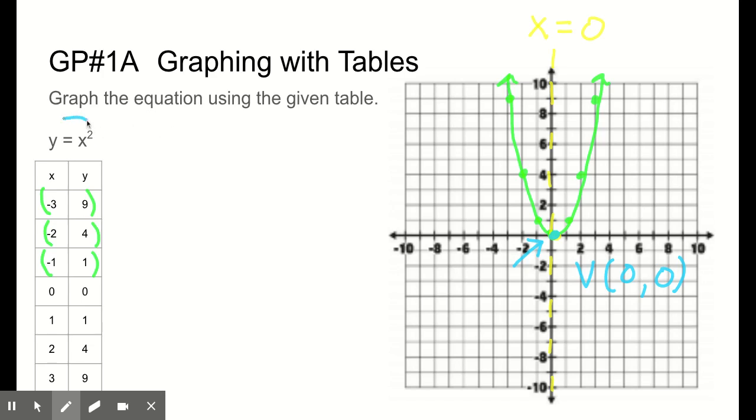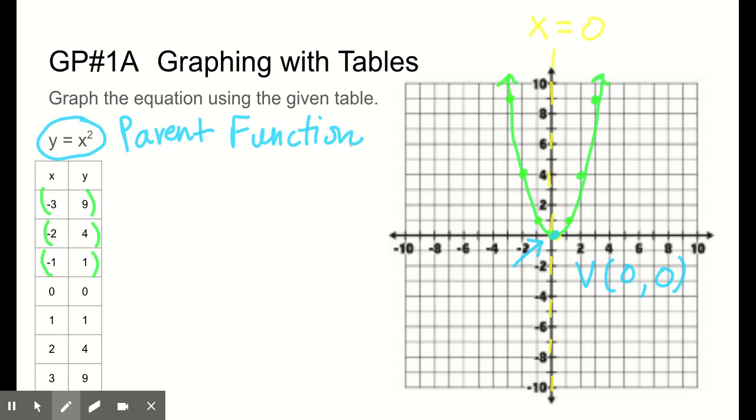Now this equation, y equals x squared, is the parent function for a quadratic function. Y equals x squared is the simplest quadratic function that there is, with a vertex at (0, 0), an x-intercept at (0, 0), a y-intercept at (0, 0), and our axis of symmetry is also x equals 0.